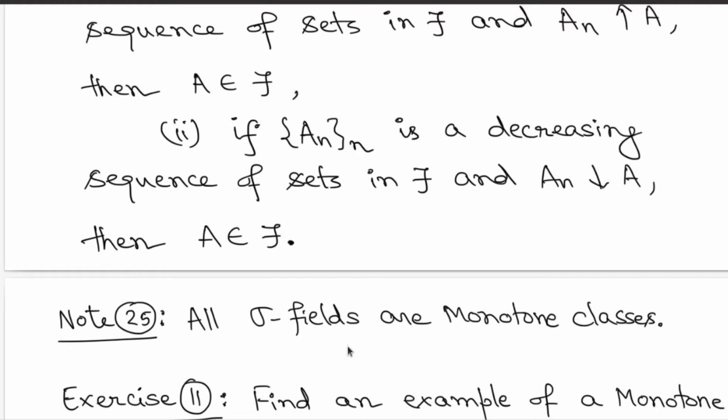Similarly, for a sigma field you have closure under countable intersections. So in particular it will also support closure under countable decreasing intersections. So therefore all sigma fields are monotone classes.